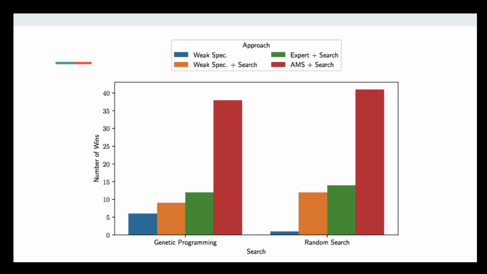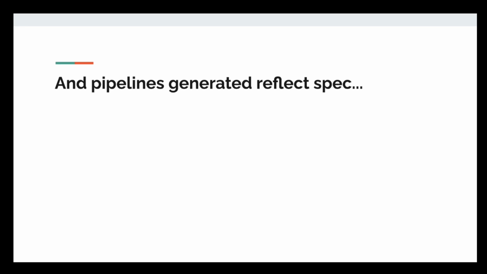You can see that weak spec actually provides on its own a small number of wins. This can happen purely through chance, where those happen to be highly performing pipelines that outperform those produced by other systems, but these are a relatively small number. Next, we can have weak specification plus search, and that improves wins slightly. Those increase yet again by using the expert-defined hyperparameter search space. And finally, you can outperform all these systems by using the AMS-defined search spaces. And the AMS pipelines are generated from a search space that reflects the initial specification.